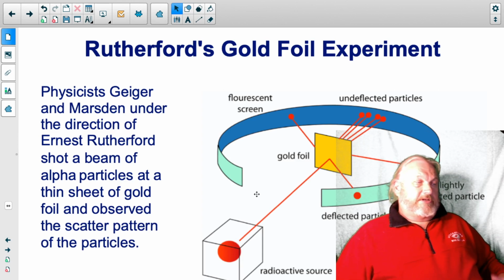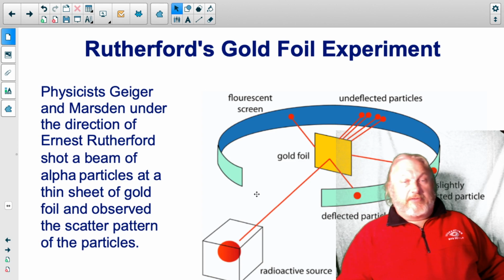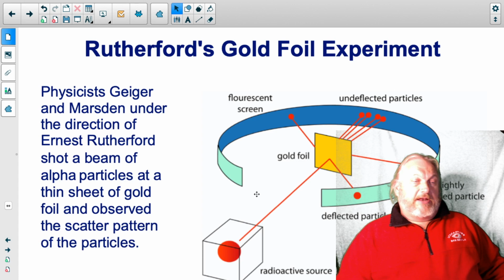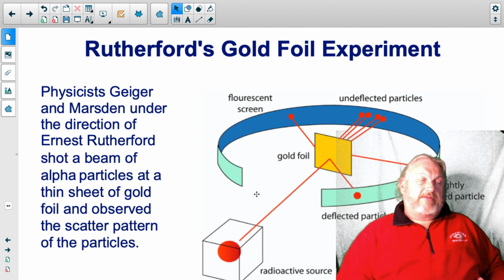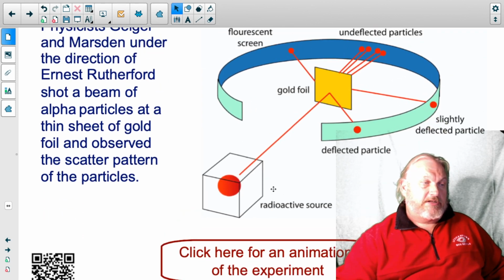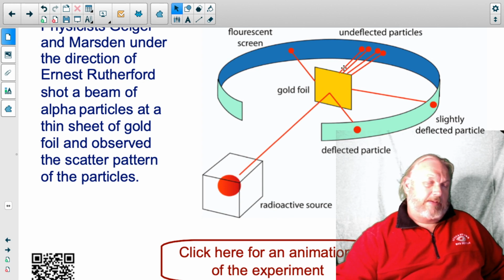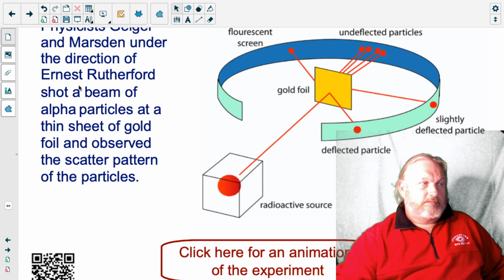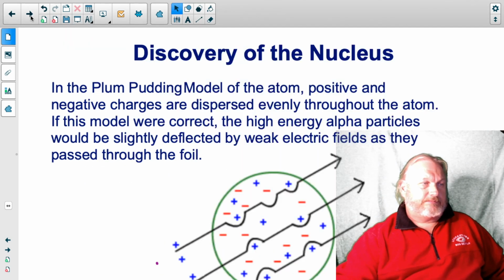Geiger and Marsden worked for Ernest Rutherford. They were postdocs. What they did is they shot a beam of alpha particles at a thin sheet of gold foil, and then they observed the scatter patterns of the particles. Their hypothesis was that the particles would go right through the sheet and maybe deflect a little bit whenever they hit one of the little positively charged protons.